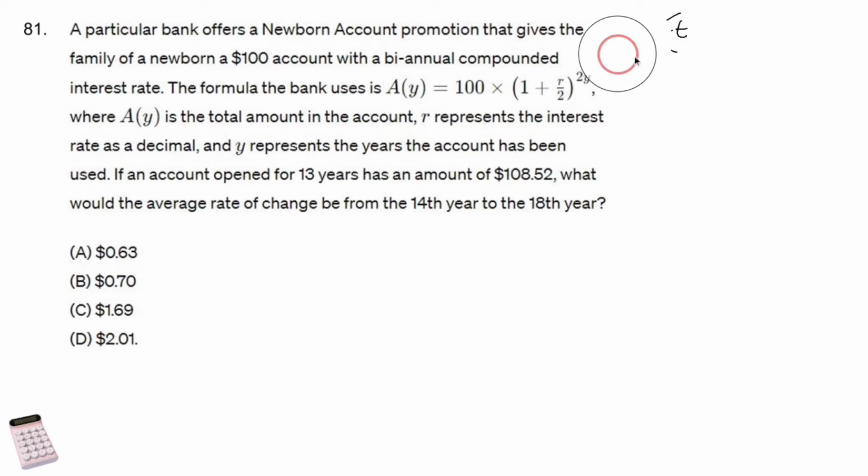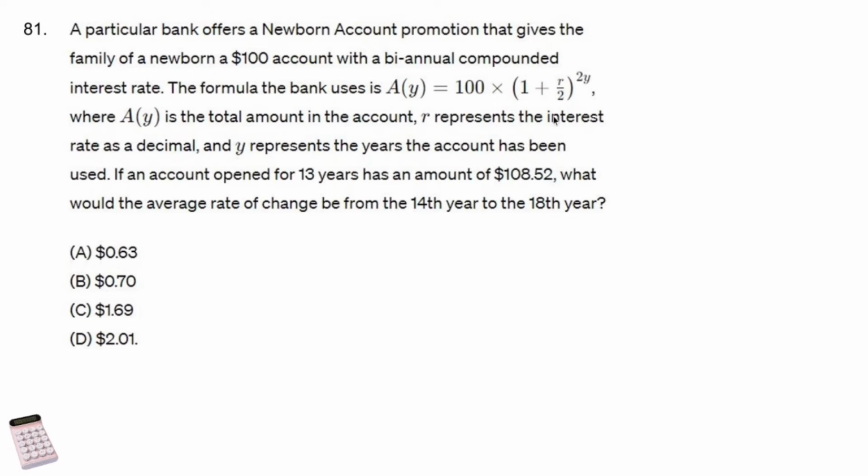This basically says, like, I put $100 into the bank and I check half a year later and I have a little bit more. And then I check 6 months after that and I have a little bit more. But we really don't need to worry about that. What we need to worry about is A of y is the total amount of money that you have in the account, not how much you make, your value of the account.